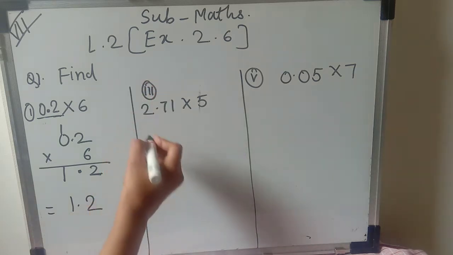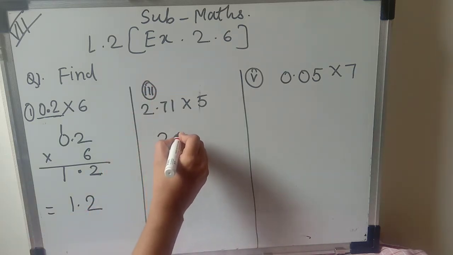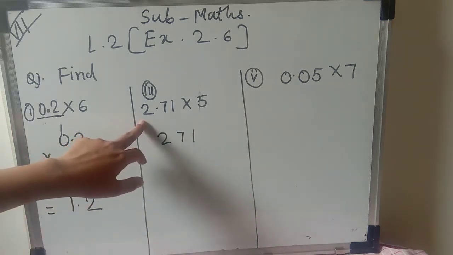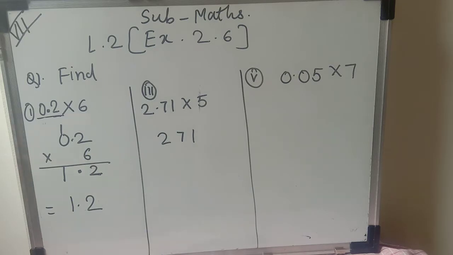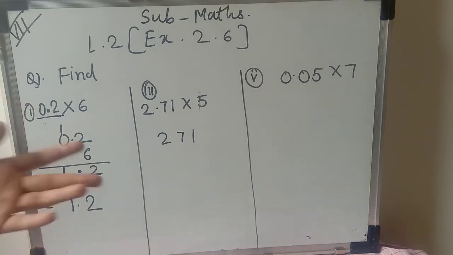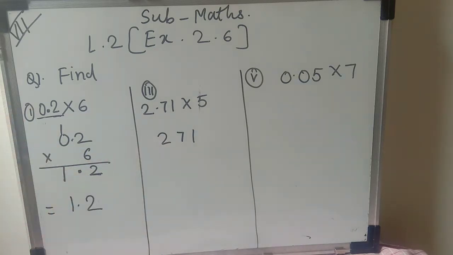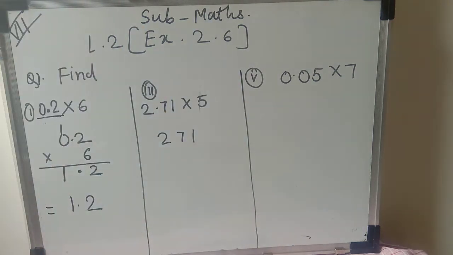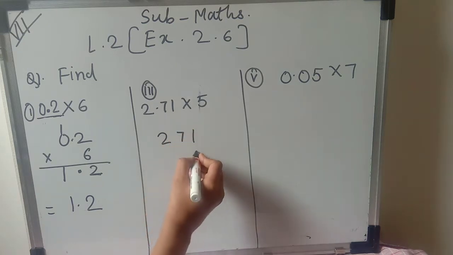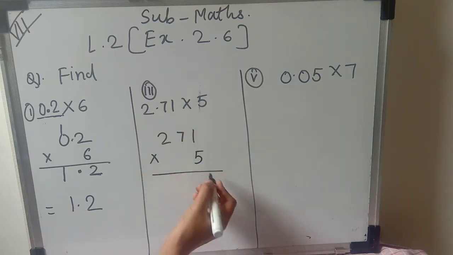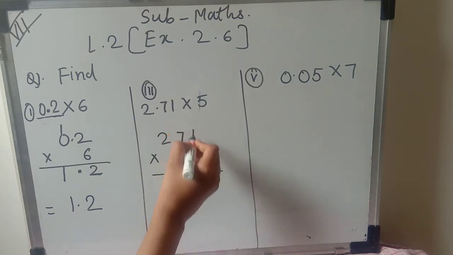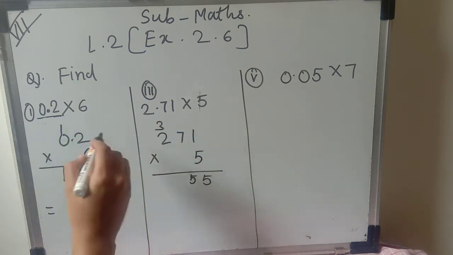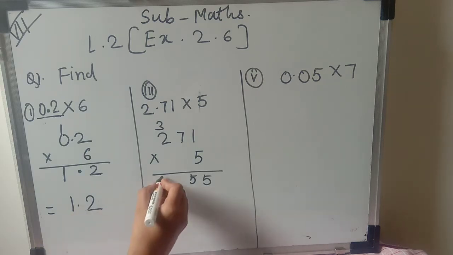Okay, so the second example is 2.71 multiplied by 5. As I said, you can multiply the number as a whole number first and then put the decimal. So here I will take 271, then after getting the answer I will put the decimal. Multiply with the 5. 5 ones are 5. 5 sevens are 35, 3 we have to carry, 5 twos are 10, 10 plus 3 is equal to 13.